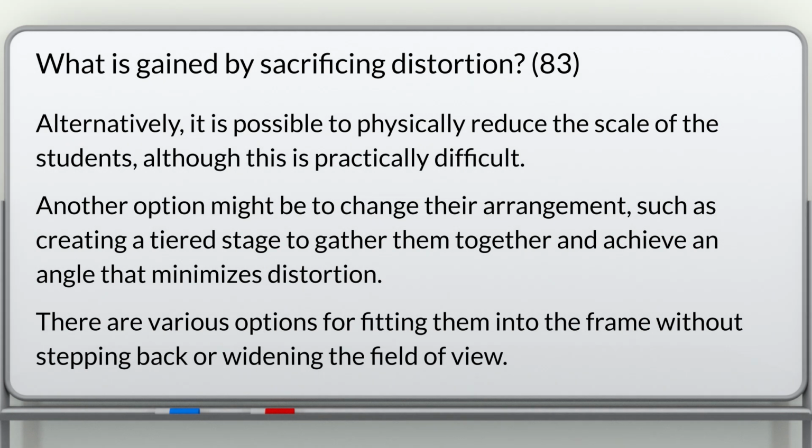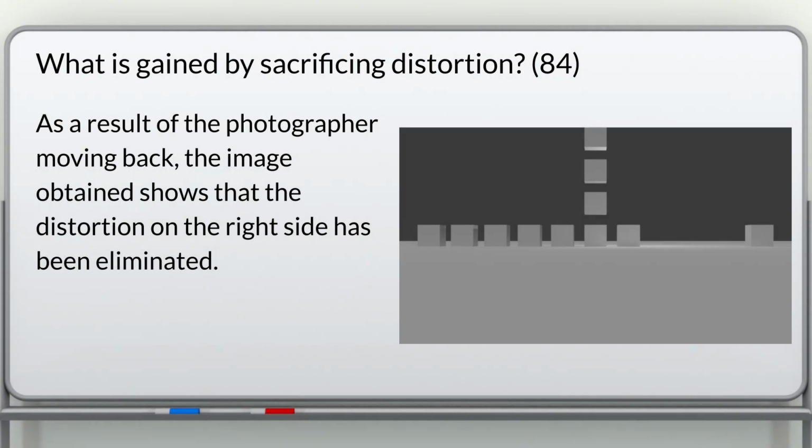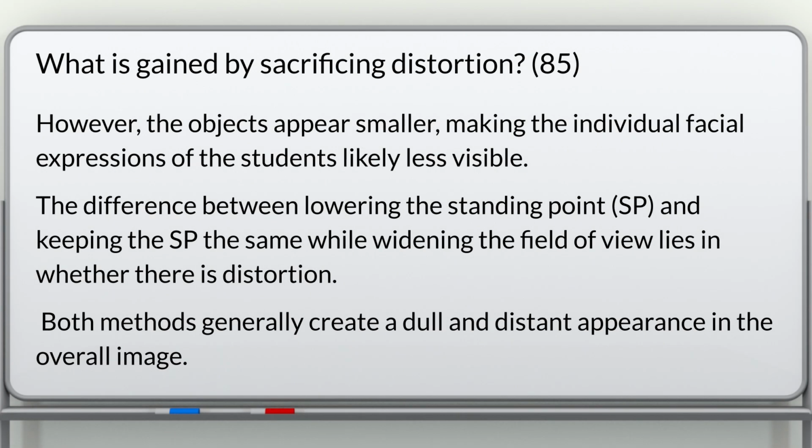Alternatively, it is possible to physically reduce the scale of the students, although this is practically difficult. Another option might be to change their arrangement, such as creating a tiered stage to gather them together and achieve an angle that minimizes distortion. There are various options for fitting them into the frame without stepping back or widening the field of view. As a result of the photographer moving back, the image obtained shows that the distortion on the right side has been eliminated. However, the objects appear smaller, making the individual facial expressions of the students likely less visible.